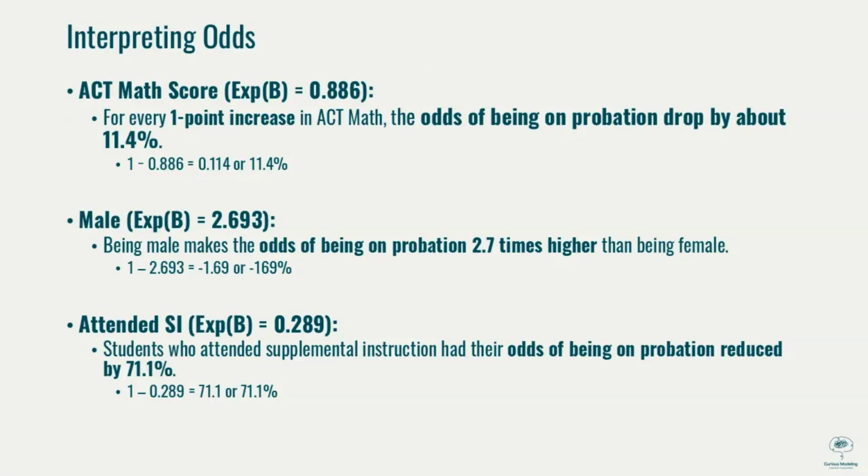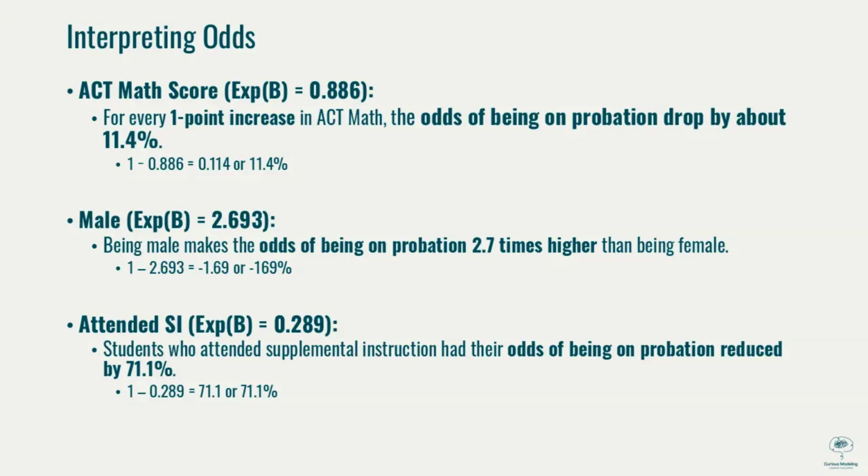So interpreting odds, let's take, again, these factors that we just saw on the variables in the equation table. An ACT math score with an exponent beta of 0.886. For every 1 point increase in ACT math, the odds of being on probation drop by about 11.4%. The way that's calculated is you take 1 minus that coefficient, and then multiply that by 100 to convert it to 11.4%.